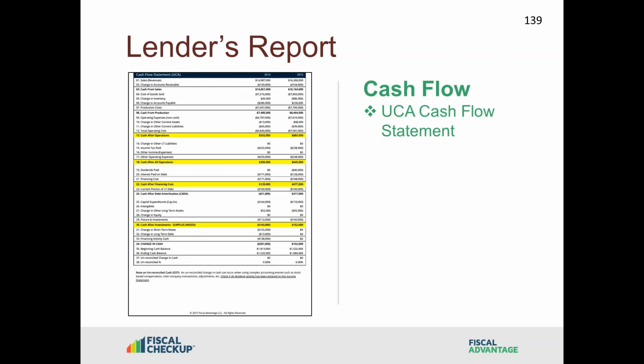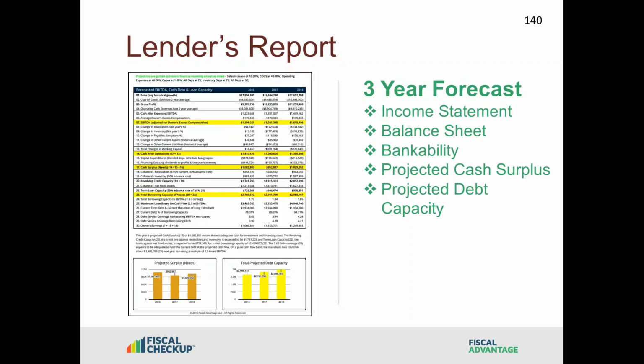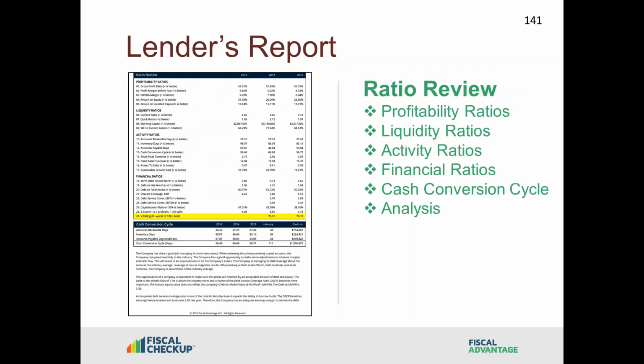Lenders also want to see a UCA-compliant cash flow statement, so Fiscal Checkup uses the data entered to provide the lender the data in the format that they expect to see it. Repeating the forecast from the executive summary, it shows the 3-year projections. Again, if users have modified the variables, the changes are documented above the table.